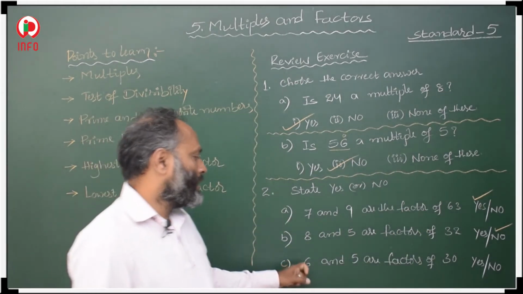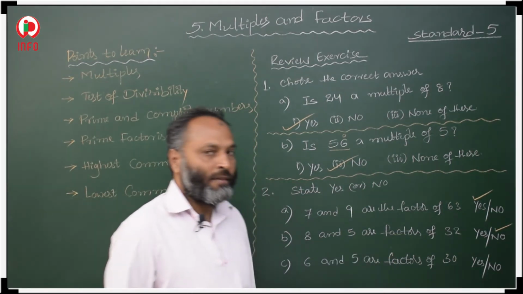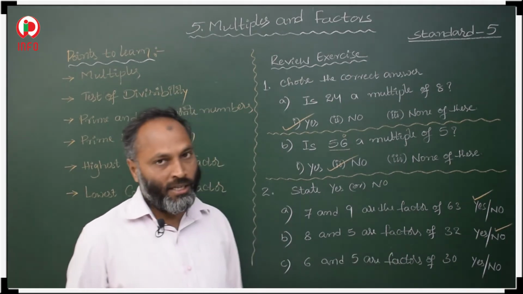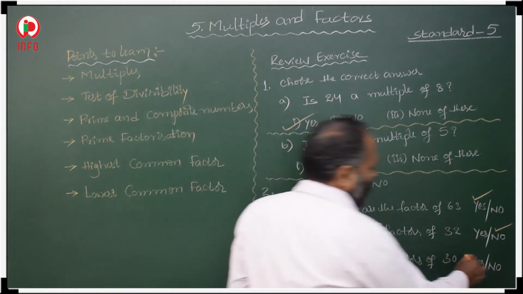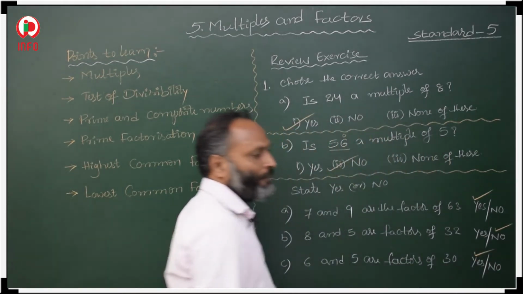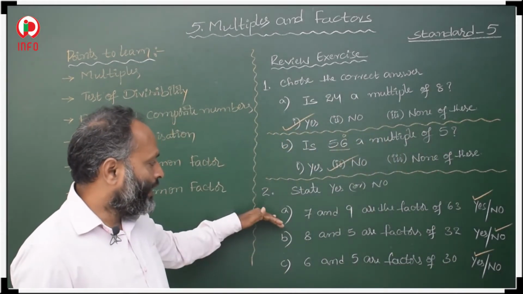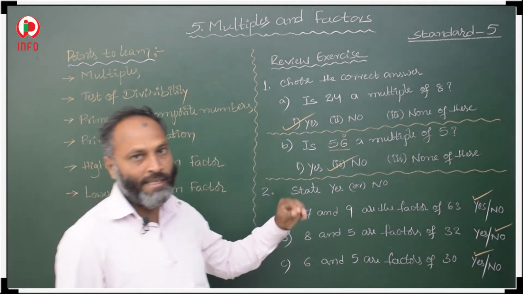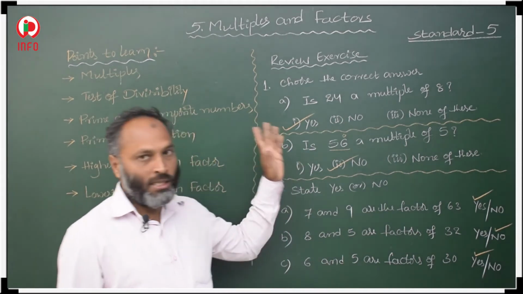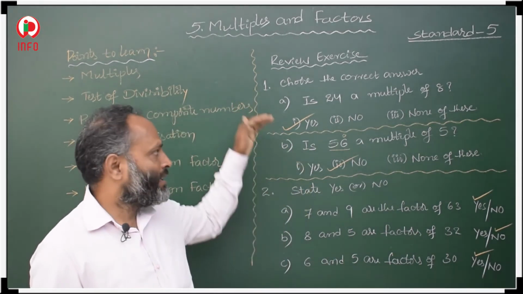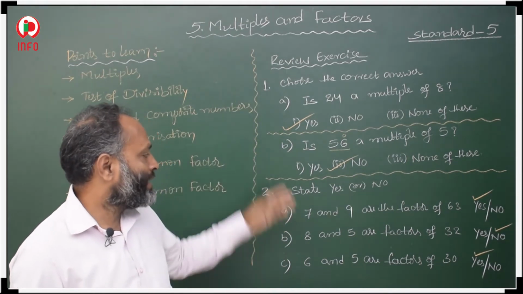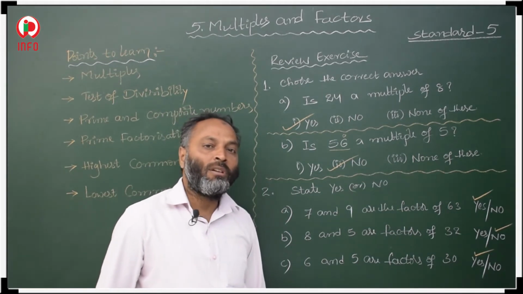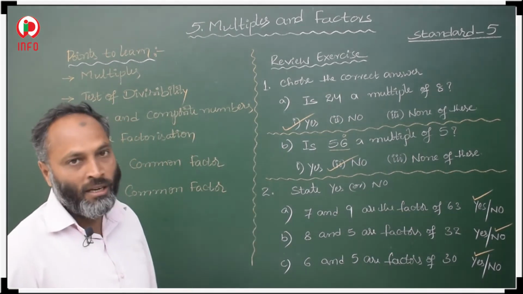Next, 6 and 5 are the factors of 30. Check: 6 fives are 30, 5 sixes are 30, both are correct. So here the answer is yes. Like this you have to read, think and say whether the given statements are yes or no. This is what we did in 4th class, and we are going to recapitulate it in our review exercise, first question and second question. In this way you have to do it. This is concept based.